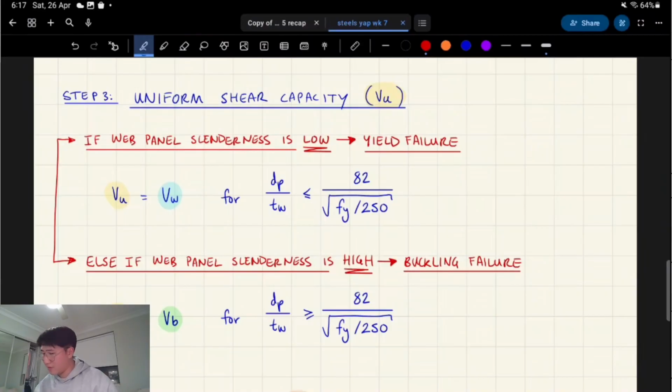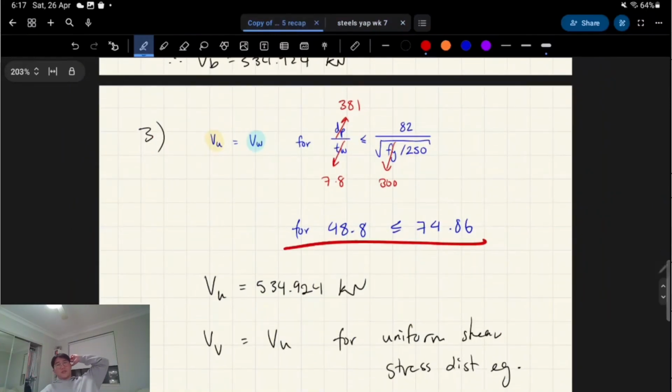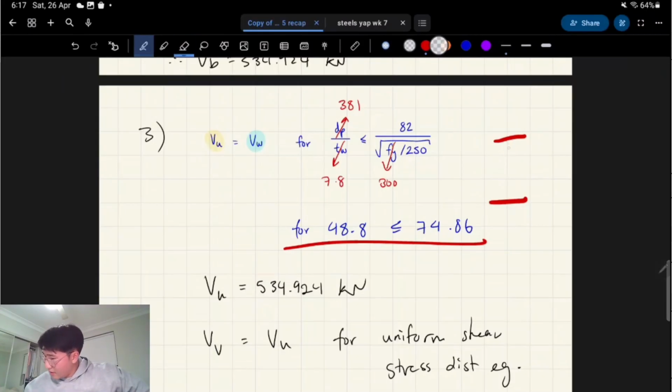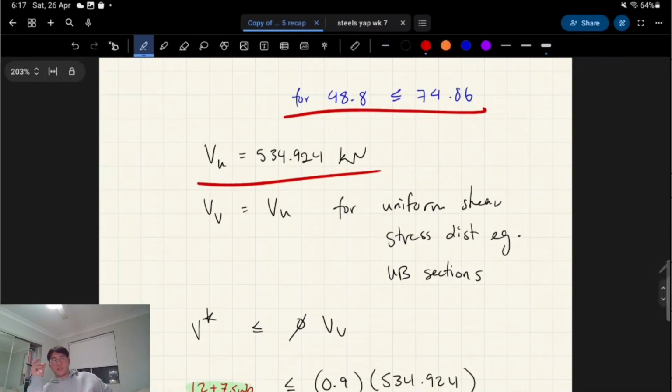Same thing happens for our web panel essentially. So we just do this check. In our case, we found that the first case was true, so it was a compact web. So our web looked a bit more like this, which is not really gonna yield, right? If it was super slender, like that could, oh sorry, did I say it's not gonna yield? It's not gonna buckle. If it was super slender, it's gonna buckle. Okay. So our uniform shear stress distribution is governed by yield failure.